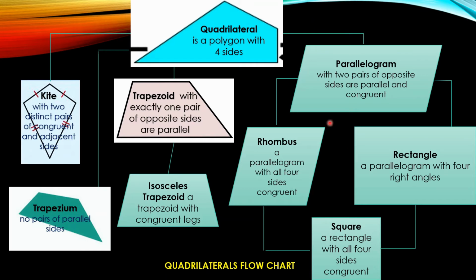For example, a square is a rectangle. That is always true. A square is a parallelogram. Always true. A parallelogram is a rhombus. That is sometimes. Why? Because not only a rhombus, the rectangle and square are also parallelograms. So, not only a rhombus.